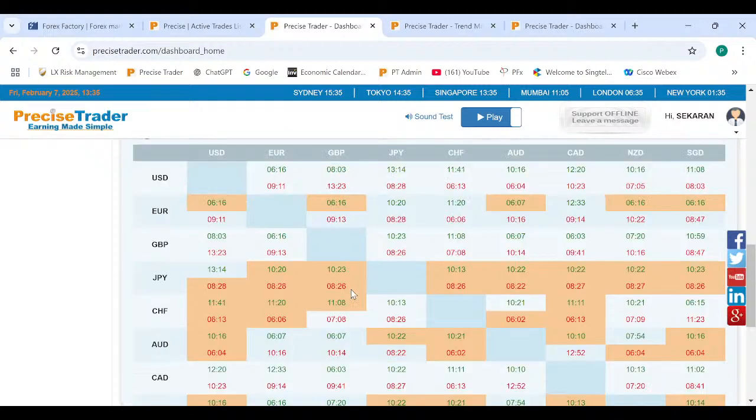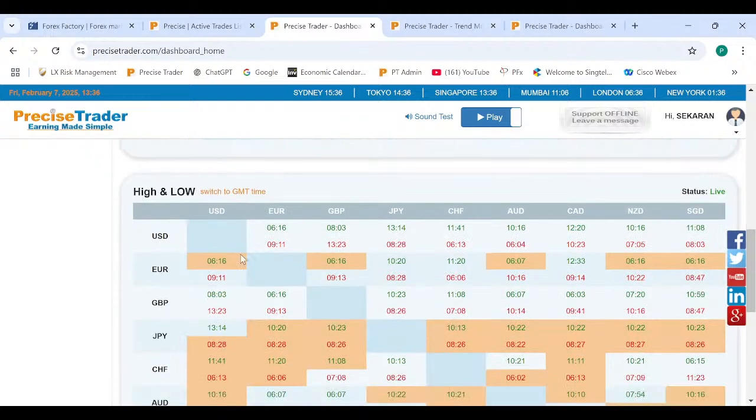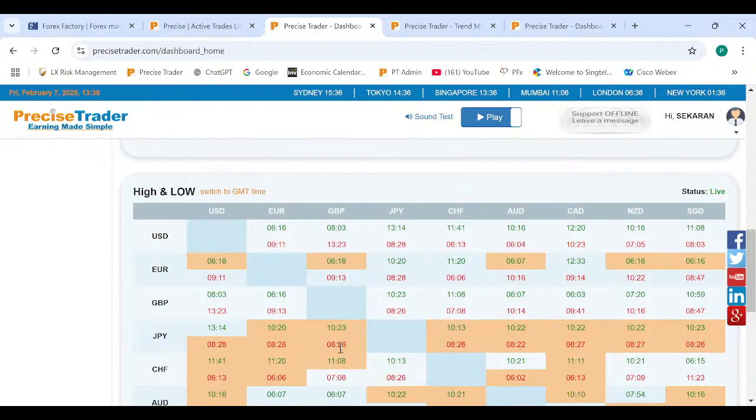Like for instance, today, let's say we look at dollar yen. You see here, the low happened at Sing dollar. That means dollar yen, the low happened at 8:28 Singapore time. And of course, if you want to change it to GMT, you can switch it to GMT, whatever time you are looking for. Then the euro yen also registered at 8:28. Pound yen is about 8:26. Swiss yen is this. Aussie yen is about 8:22. Cat yen is 8. So this will tell you that this market has seen the low.